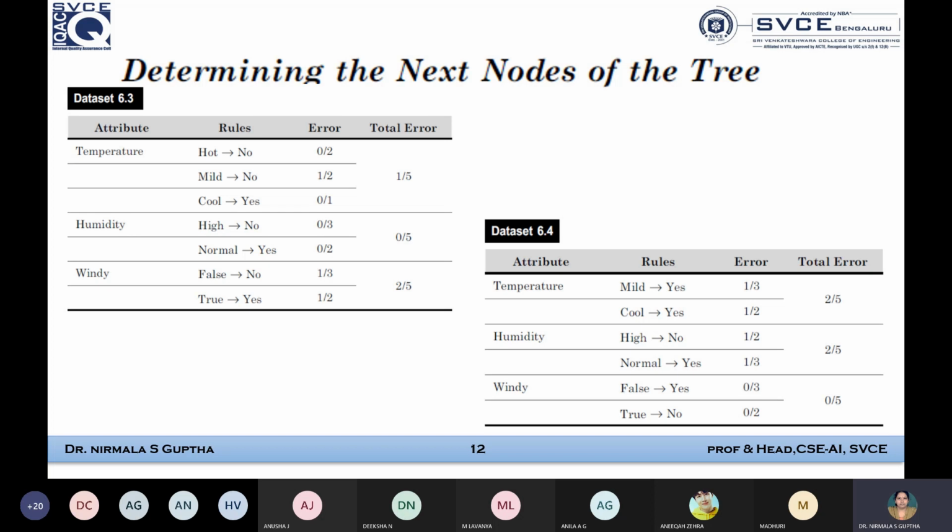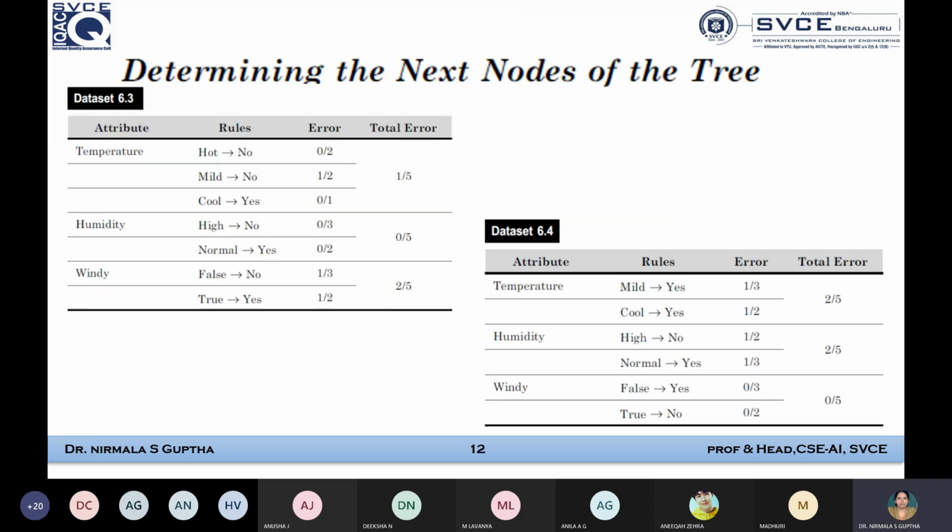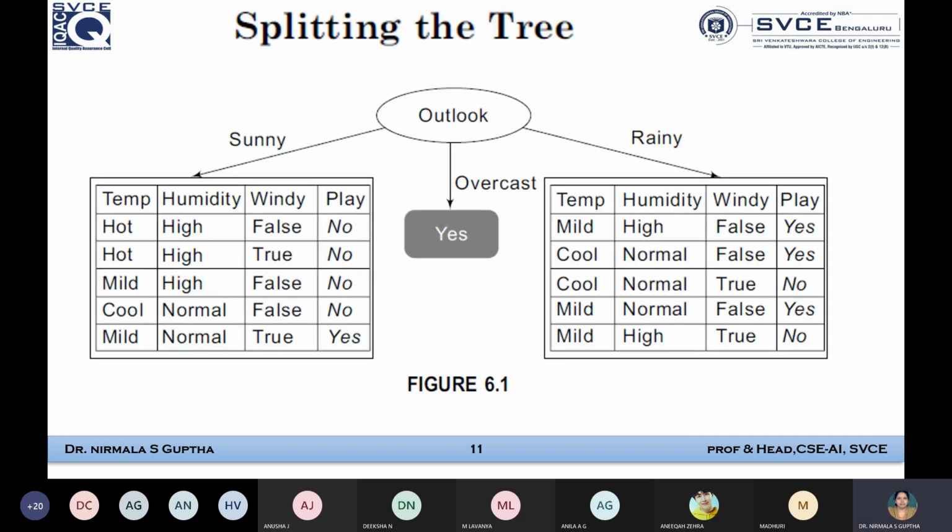In that sense, the error count will be mild 1, so it is 1 by 3. 1 by 3 or 2 by 3? I think 1 by 3. Yes, 1 by 3. Cool is again 1 by 3.